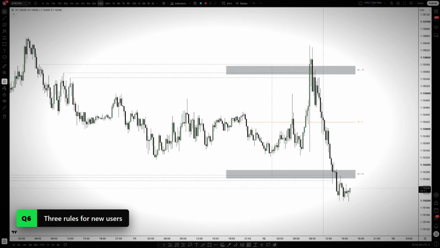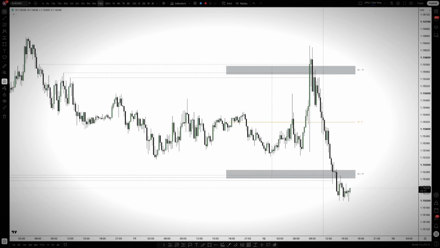I want to be able to talk about a couple of rules for new users. So rule 1, please keep this in mind, is that this tool augments your narrative. It doesn't replace it. The tool tells you where and when manipulation distributions statistically tend to occur. It doesn't tell you a direction. You still need your own bias. And it's not a prediction, it's a confluence that will help you determine your trade locations.